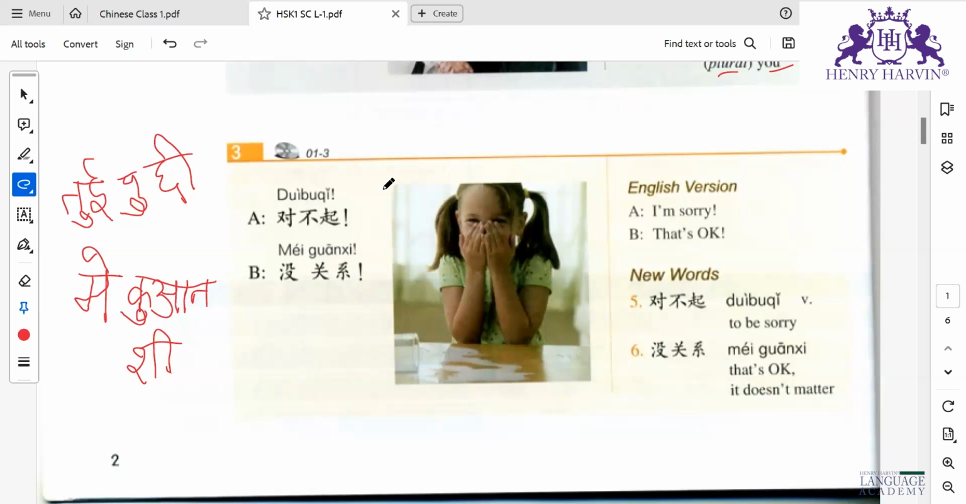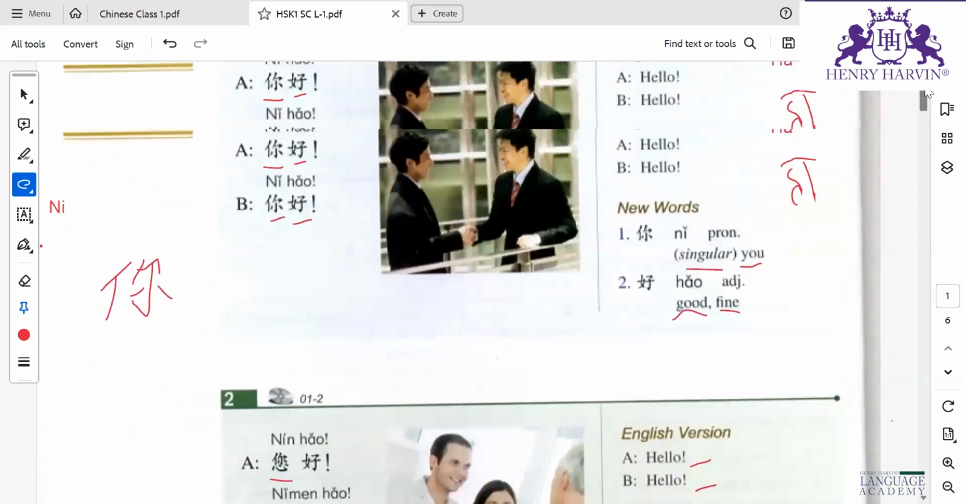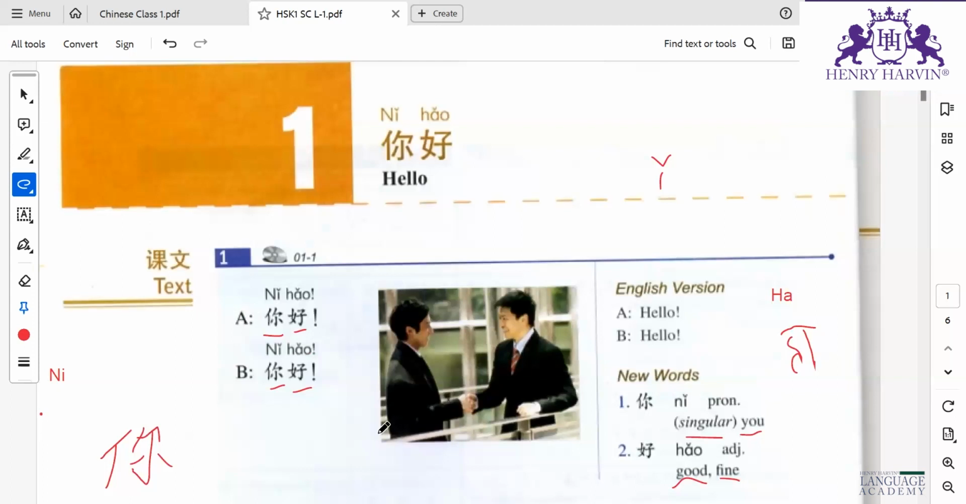Okay. So now we will do a role play sort of thing. One of you will play A and one will play B for each text. I will write the pronunciation for this also here. You can write this if you are carrying any notebook or anything. Just write in Hindi. Ni hao.